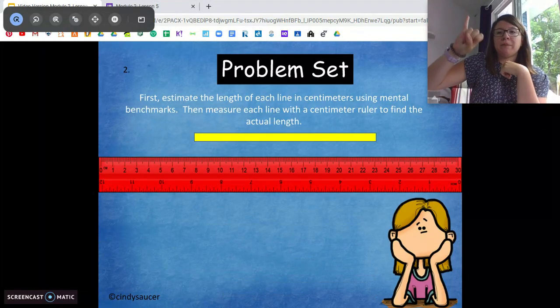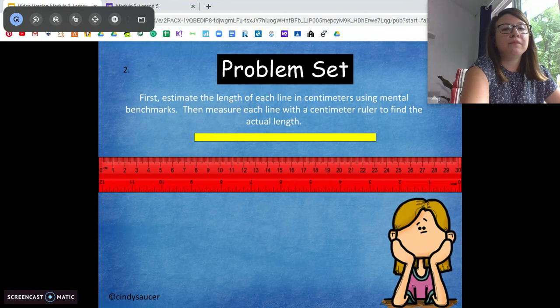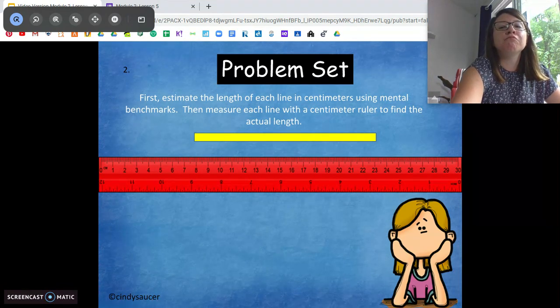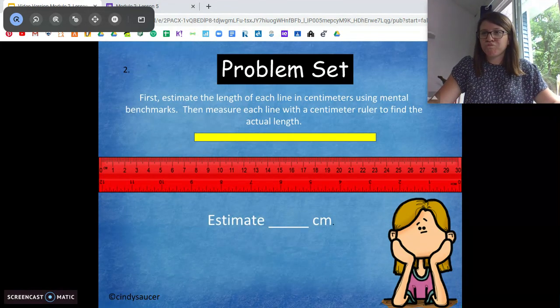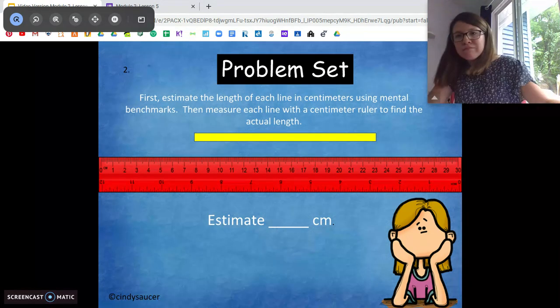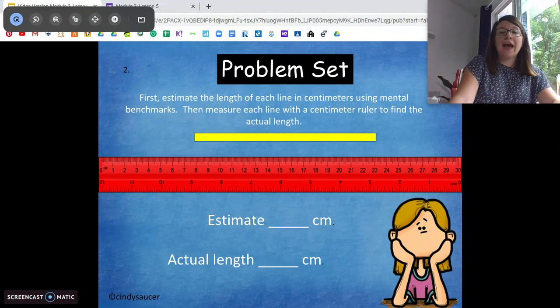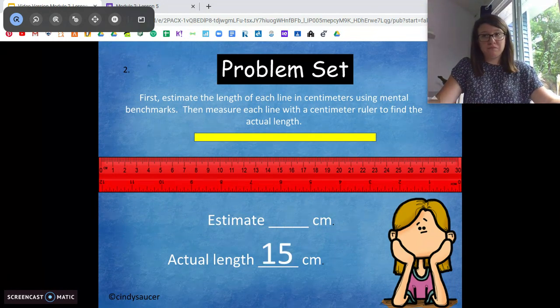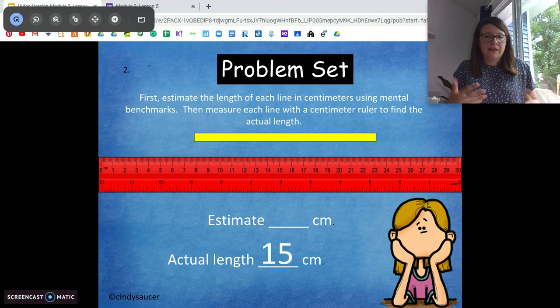All right, take your pinky, take your centimeter, and estimate the length of this yellow line. All right, what did you get for an estimate? I got 10. Whatever you think. So if we use the ruler, they lined it up on the ruler for us, the actual length is 15. If we didn't get 15, is that okay? Yep, we're just using it as an estimate. An estimate is just giving us an idea of how long something is.